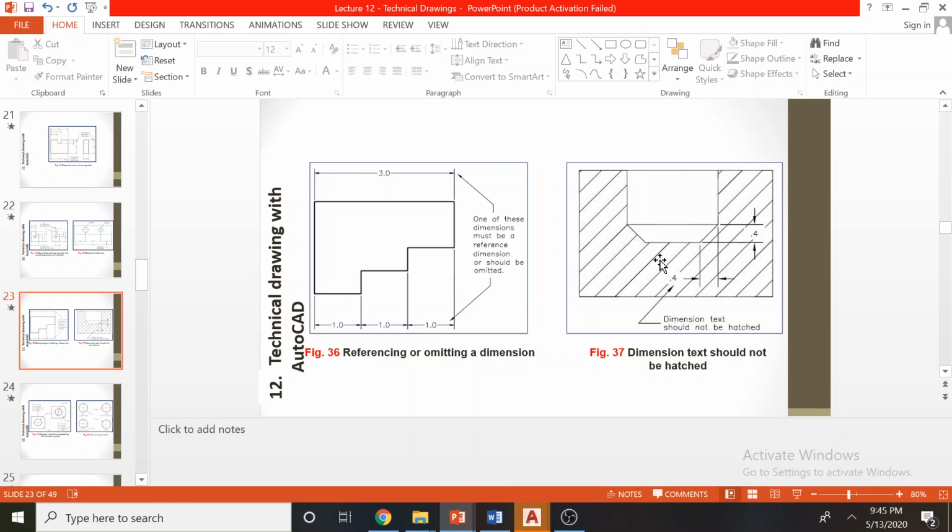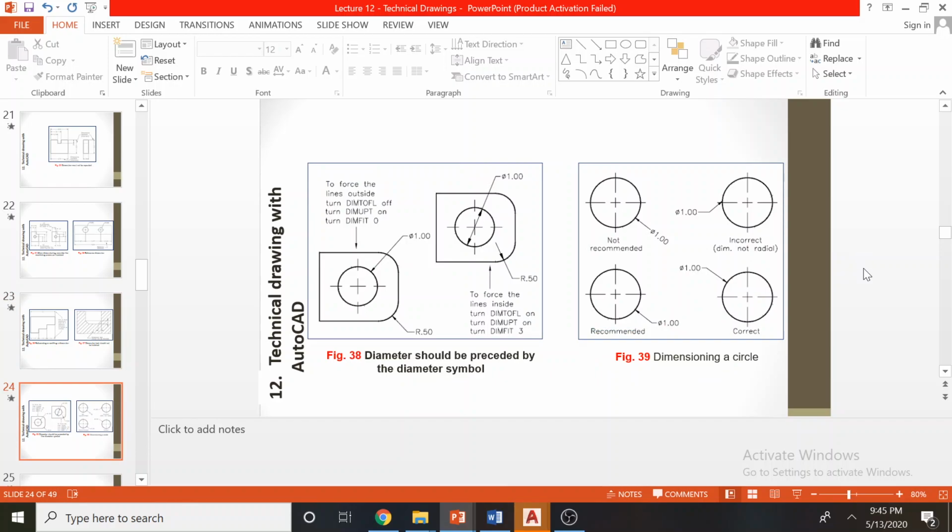And when it comes to hatching, normally we don't hatch the text. You can see the text is omitted in the hatching area. Normally we don't cover the text with the hatch, because then the text may not be clear to the reader. This is a good way of representing. And when it comes to diameter dimensioning, you always have to have the diameter symbol preceding the figure, and this is recommended.